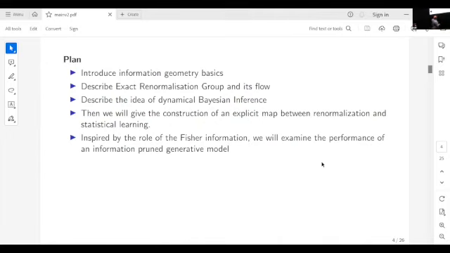And then we're going to construct this map. And then, inspired by the role of Fisher information and its importance, we will look at pruning a generative model. So this is sort of what we've been listening to already, that if we've got a real model and we want to somehow use our understanding of RG to do better, we can do so using the Fisher information. And I'll give you some pictures. The pictures are not of cats, but never mind.